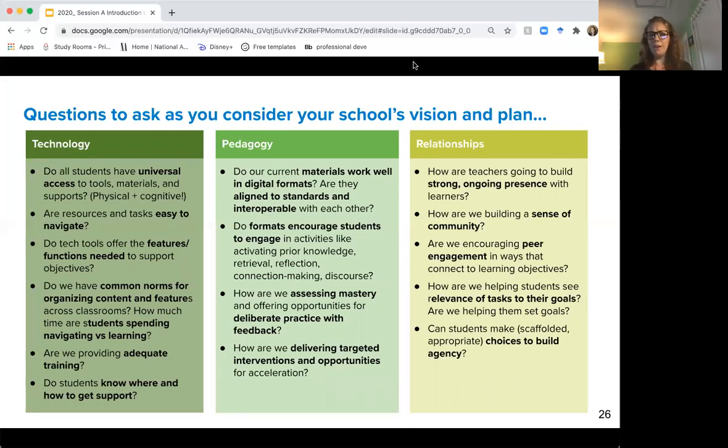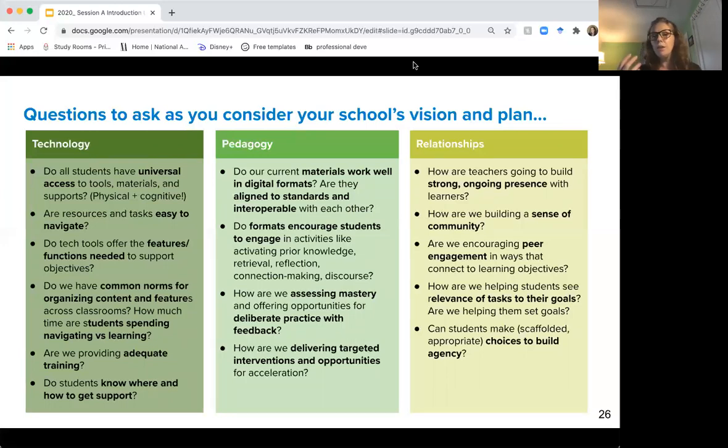Do the formats we're offering actually engage students in the tasks of learning? Are we activating prior knowledge, retrieving, reflecting, connection making, and having discourse? How are we assessing mastery within this environment? Or how are we offering opportunities for students to deliberately practice with feedback from you as a teacher, with feedback from peers, to get better and to ultimately master or show mastery of knowledge, skills, and competencies? And how are we delivering targeted interventions and opportunities for acceleration based on where students are vis-a-vis their mastery and needs?